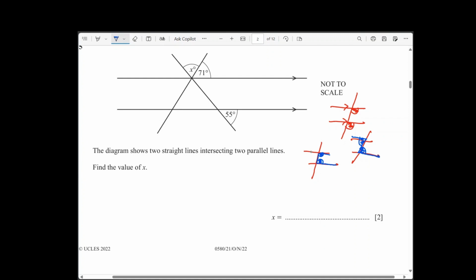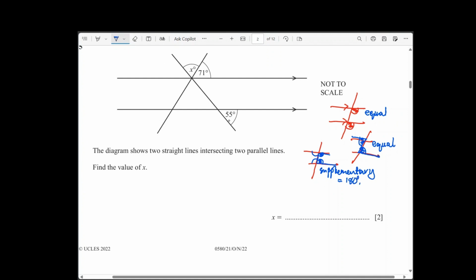So either those two angles are supplementary, they add up to 180, or those two angles add up to 180. First scenario, a pair of corresponding angles equal. Second scenario, a pair of alternate angles equal. Third scenario, a pair of co-interior angles are supplementary, or they add up to 180 degrees. Equal, equal, and supplementary. In other words, they add up to 180 degrees.